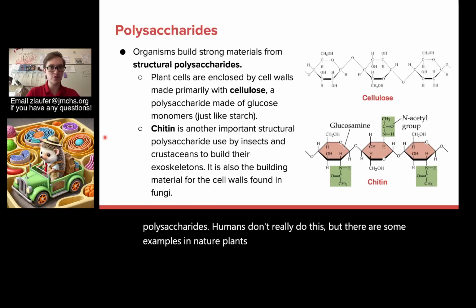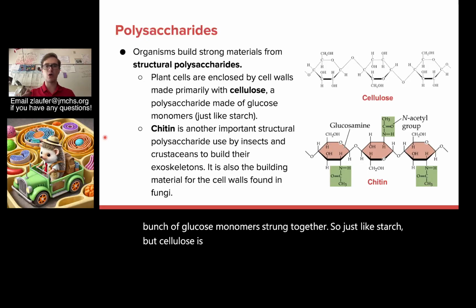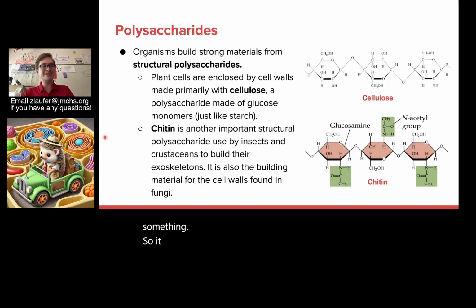Plants make cellulose, which is, guess what? A bunch of glucose monomers strung together. So just like starch, but cellulose is basically the cell walls. It's what gives plants their rigidity, the snap when you bite into a piece of celery or something. So it is all over. Humans cannot digest cellulose. It is a big component in fiber.